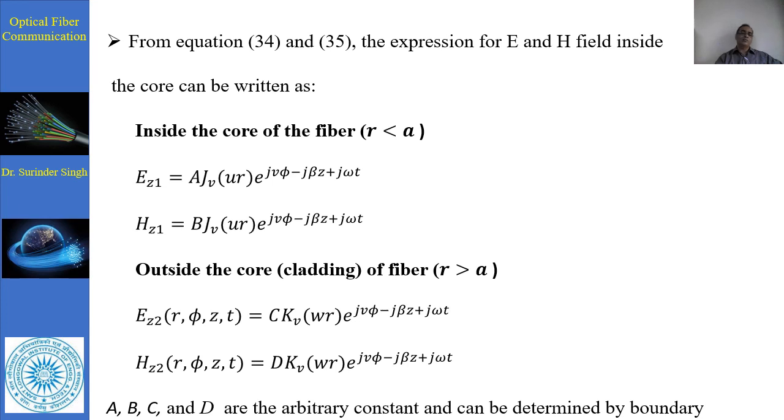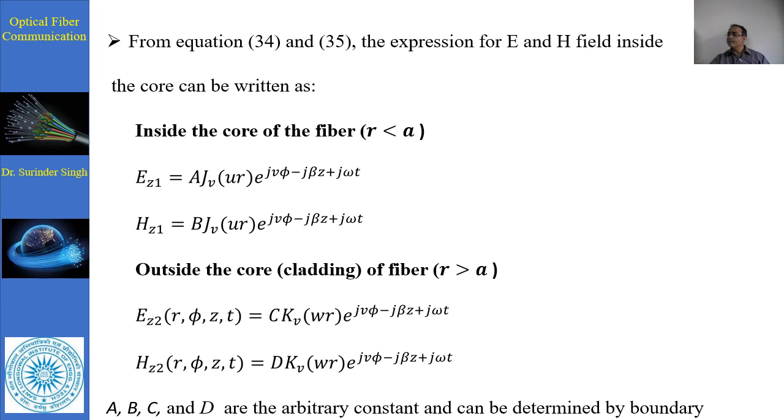Outside the core of the fiber, when r is greater than a, the modified Bessel function is to be taken, and here Ez2 for r, phi, z, t is equal to C and D, otherwise all values are the same: Kv(wr) e to the power j v phi minus j beta z plus j omega t. Similarly for the H component. A, B, C, D are arbitrary constants, which we can determine from the boundary conditions.